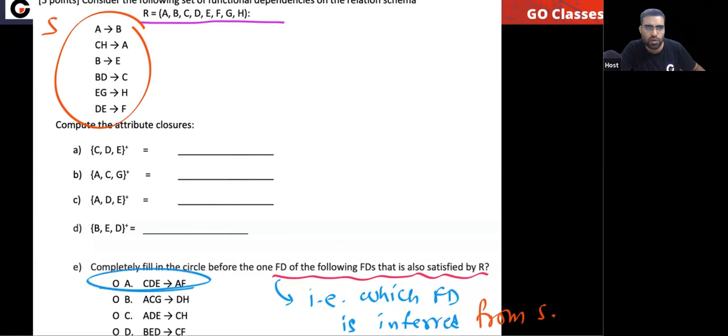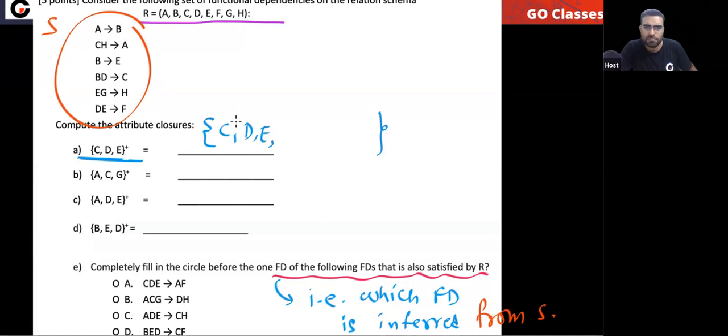What about this one? Can you infer it? If you want to check whether you can infer this functional dependency, what you will do is check the CDE closure. So tell me, what will be the CDE closure? CDE closure will be CDE.